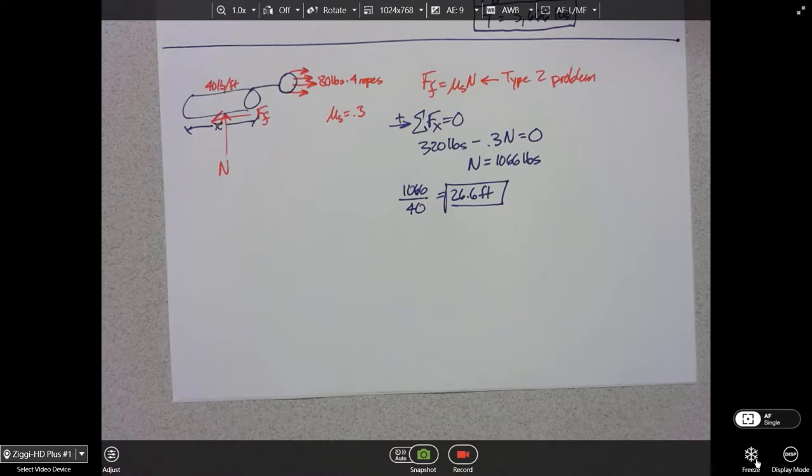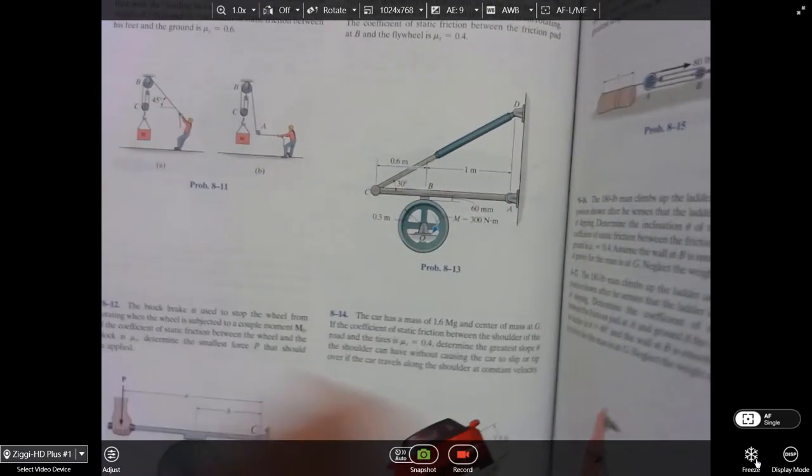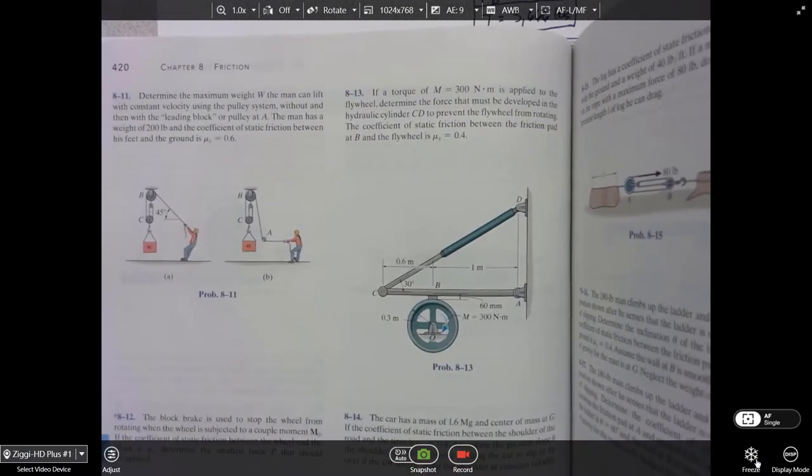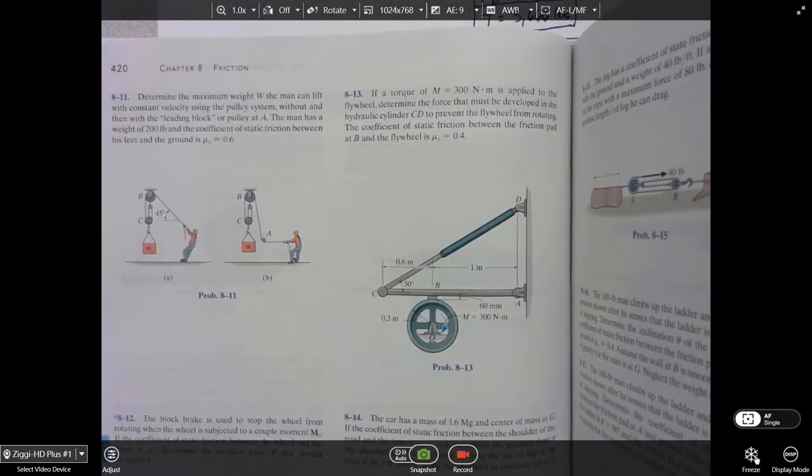So let's look at 8.13. I like these brake problems. I think they're cool. In 8.13, it says there's a torque of 300 newton meters applied to the flywheel. Determine the force that must be developed in hydraulic cylinder CD to prevent the flywheel from rotating. The coefficient of static friction between the friction pad at B and the flywheel is mu static equals 0.4.